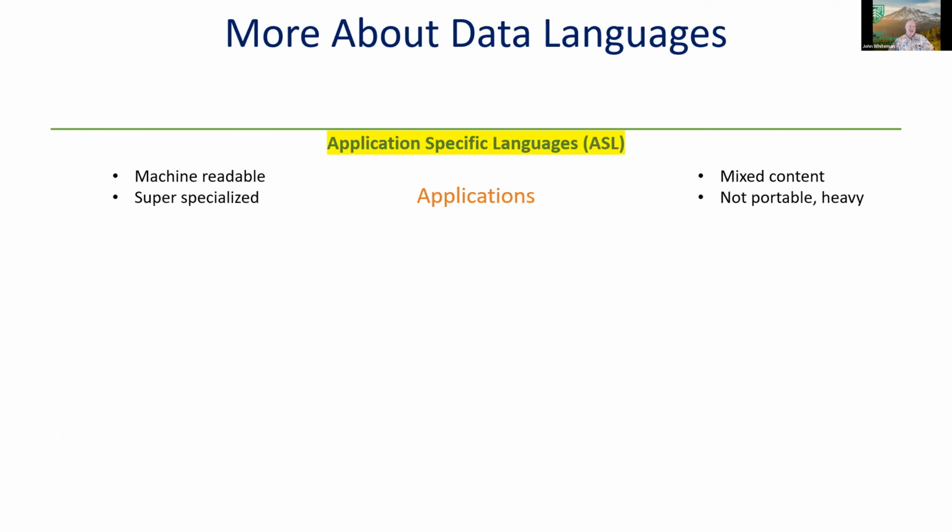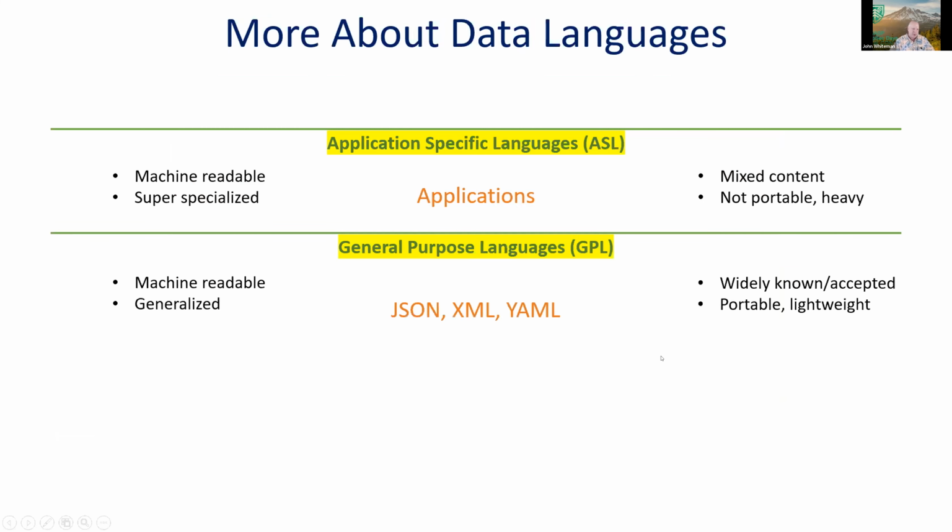Anyway, sorry about that. Application specific data, we just talked about: machine readable, very specialized, mixed content, not portable, heavyweight, right? General purpose languages are machine readable and generalized: JSON, XML, YAML. We love them because they're widely known, accepted, and easily recognized. You don't even have to know how to create the parser or use parsers for them. In fact, that's the nice thing about them: the parsers are already created. You never want to write your own parser, right? Michael Leibowitz of the old days, never. Parsers are hard. Great presentation.